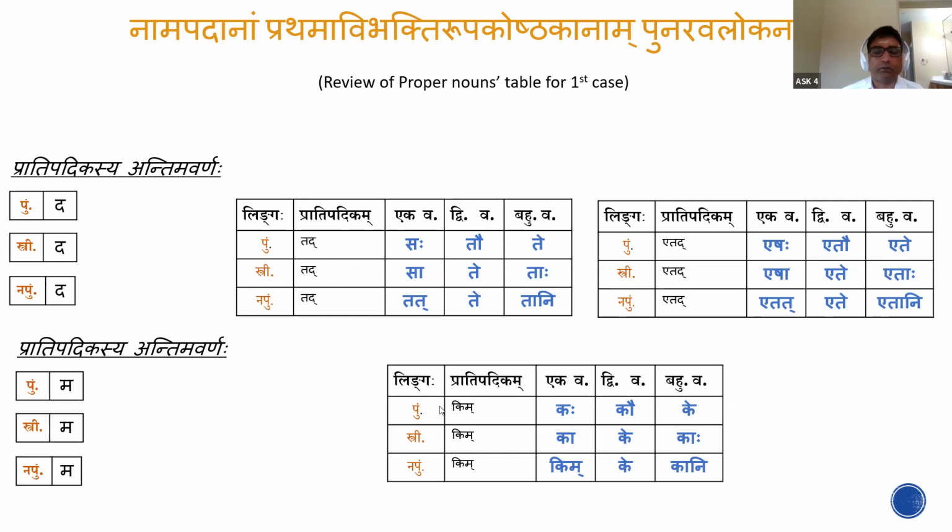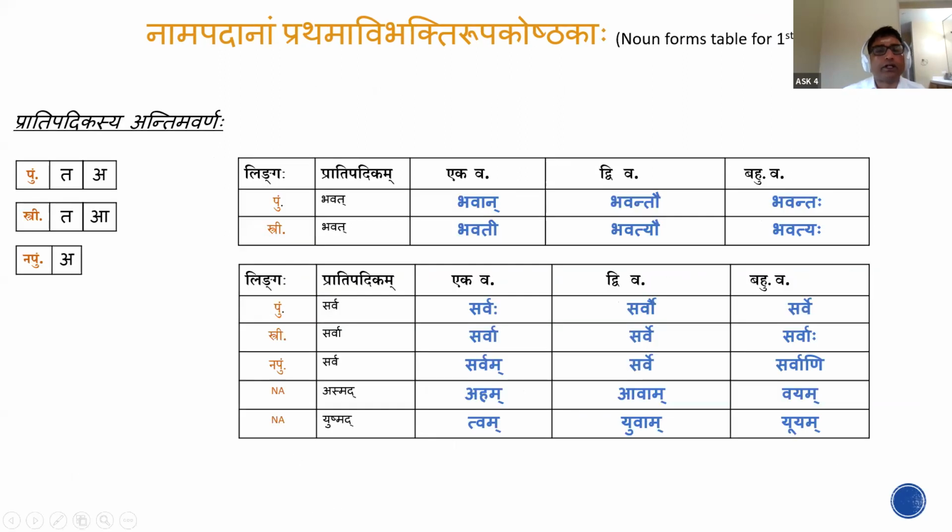Remember the pratipadikam is kim. Pratipadikam is tat. And this is etat. All the pratipadikams are the same. This is some specialty of sarvanama: every pratipadikam is the same for all the lingas. This will be different here, but for all these, this is etat, this is tat, this is kim. Now let us see what happens in the tritiya vibhakti.